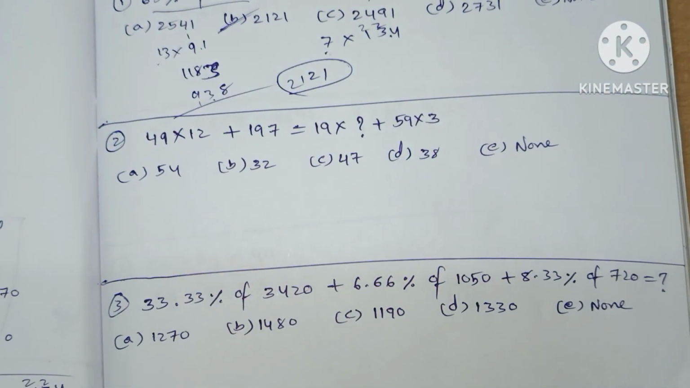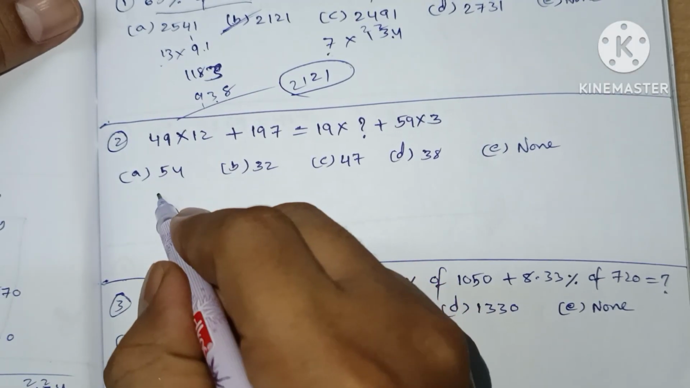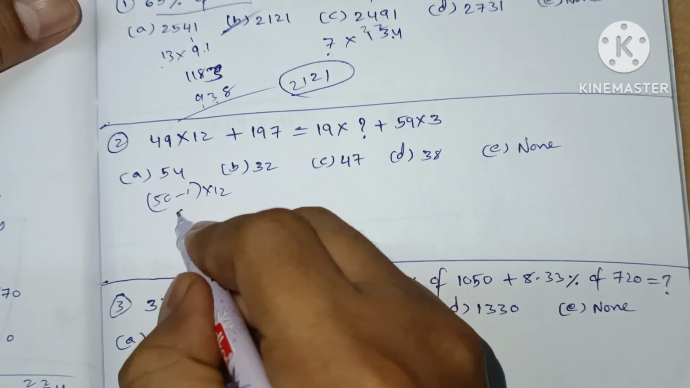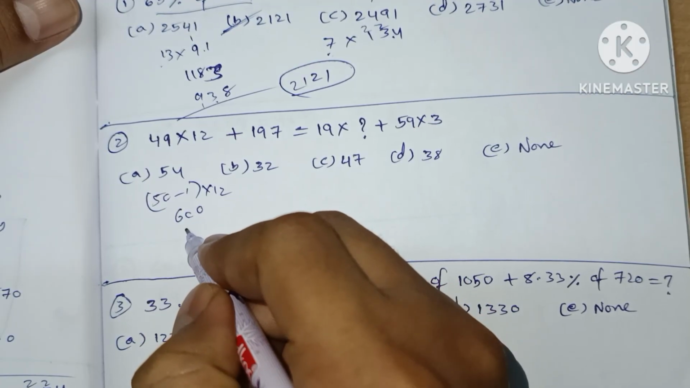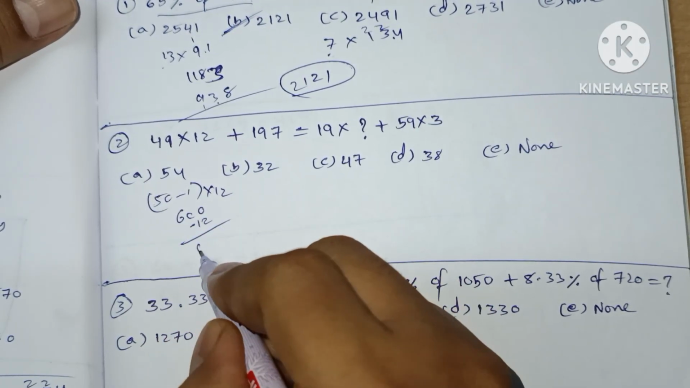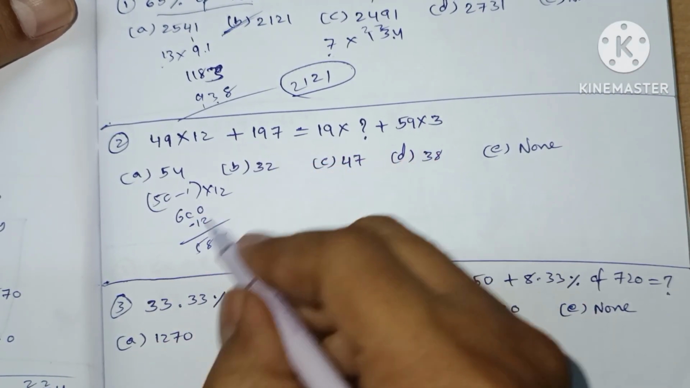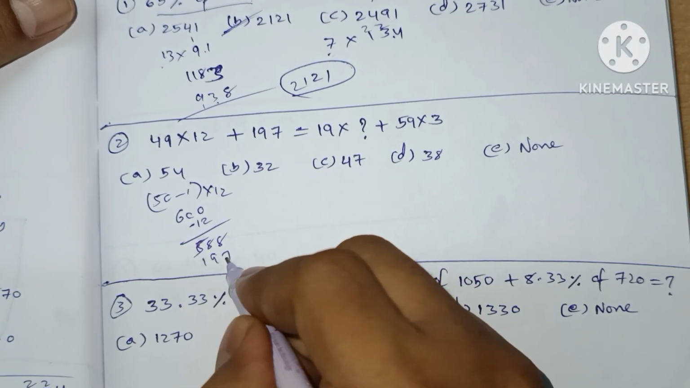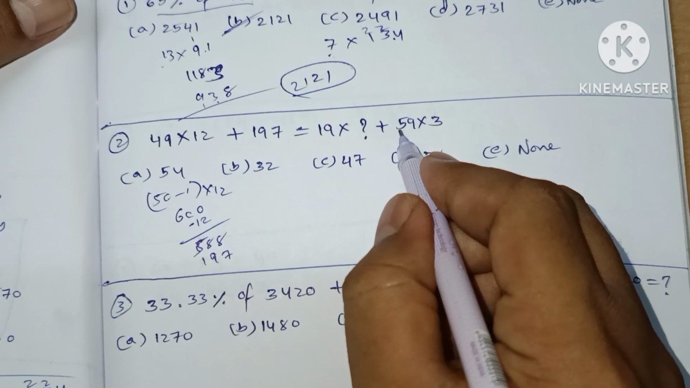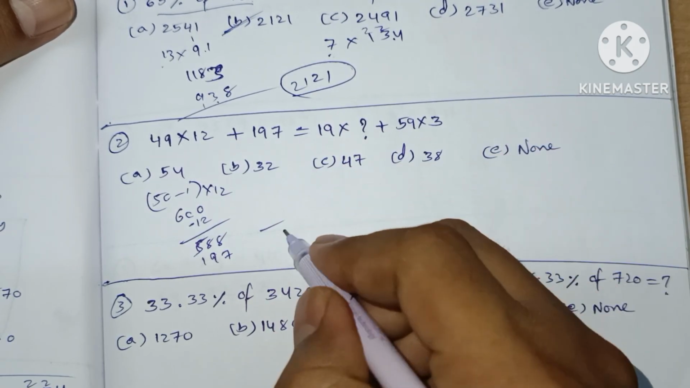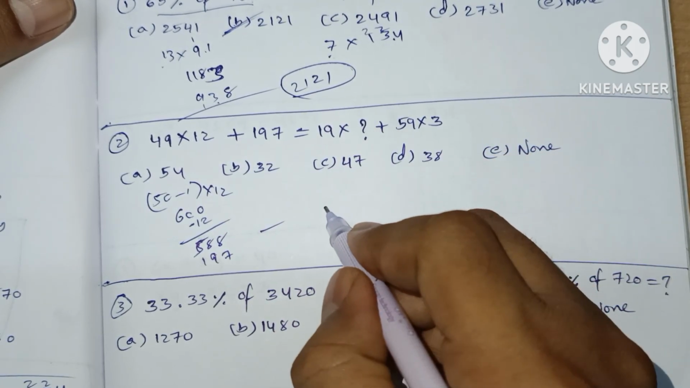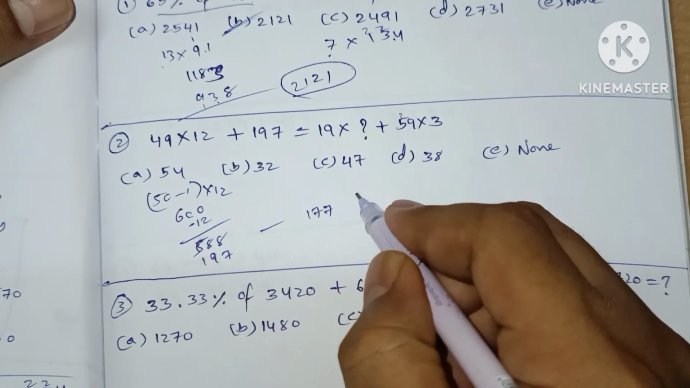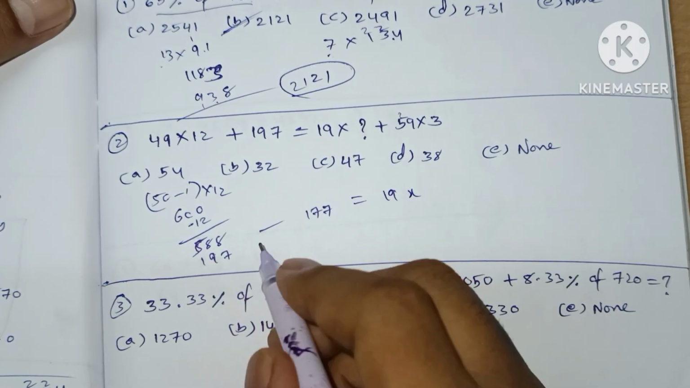Next, second question. Here it is 50 minus 1 into 12. 12 5 times is 600. 600 minus 12, which will be 588 plus 197. 197 minus this comes this side with minus 9 3 times is 27. 3 5 times 15 and 17, 177 equals to 19x.